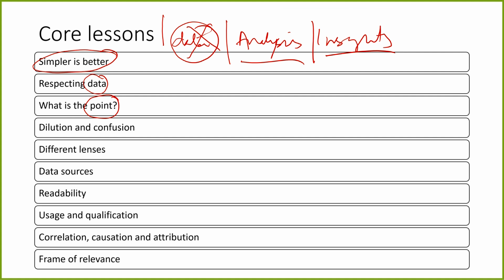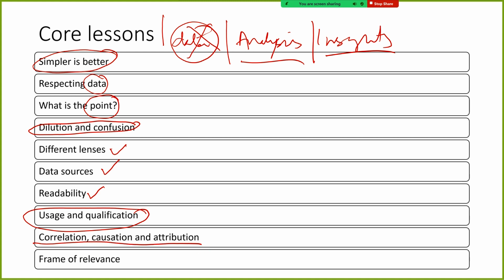the underlying data set. You also want to be very clear that you don't do anything that would dilute the message or confuse your audience. You want to focus on readability. You want to clearly identify and reference data sources. You want to qualify the usage and application of your models. You want to be very clear about the difference between correlation, accidental causation and attribution, and then frame of relevance.